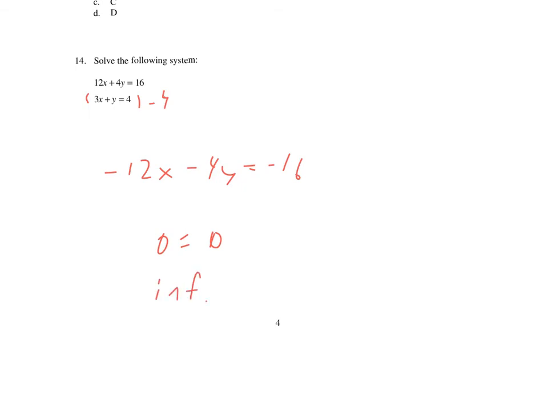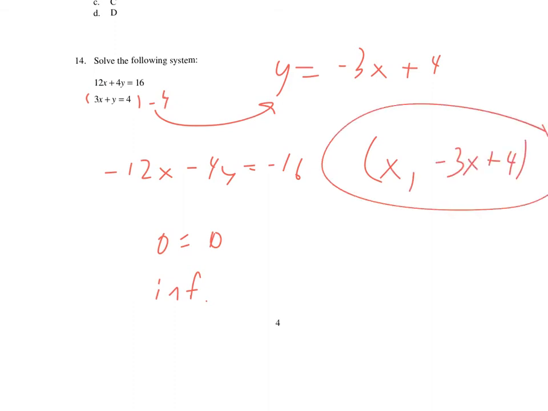So on the double systems, I always kind of isolate y here. So y equals -3x plus 4, really whichever one you would have done because they're technically the same. And I'm just going to write this as x comma -3x plus 4, and that gives us the list of infinitely many solutions.